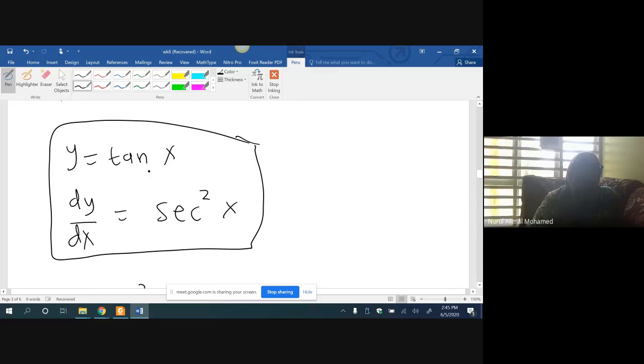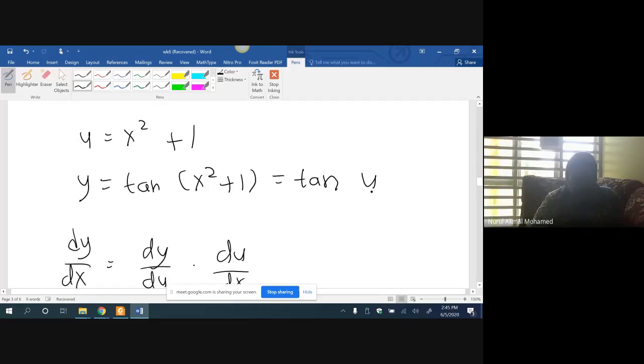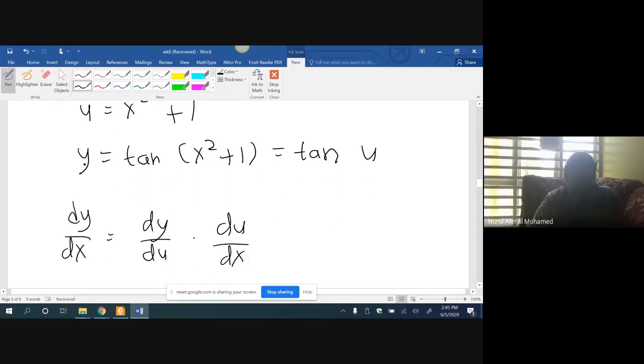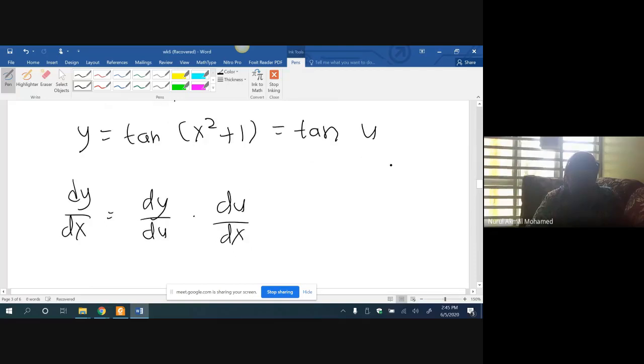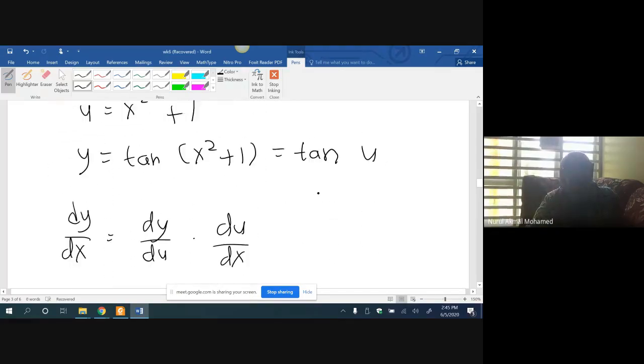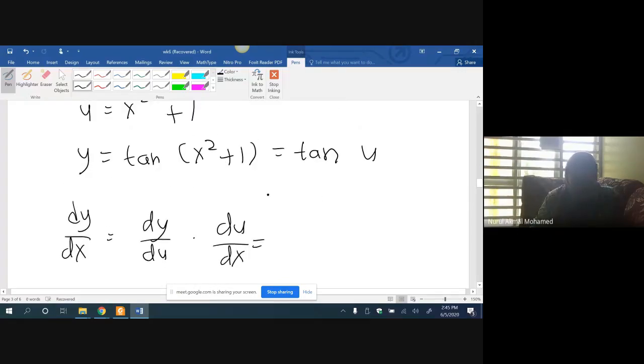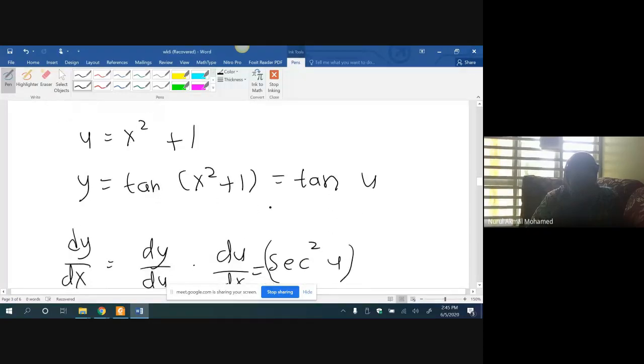So if y equals tangent of x, and you differentiate y with respect to x, you get secant squared x. What if you have y equal to tangent of u? You have to differentiate y with respect to u, so it will be secant squared u. Okay, is it clear? I hope it is clear. So this one will be secant squared u, and then the du/dx is from here.